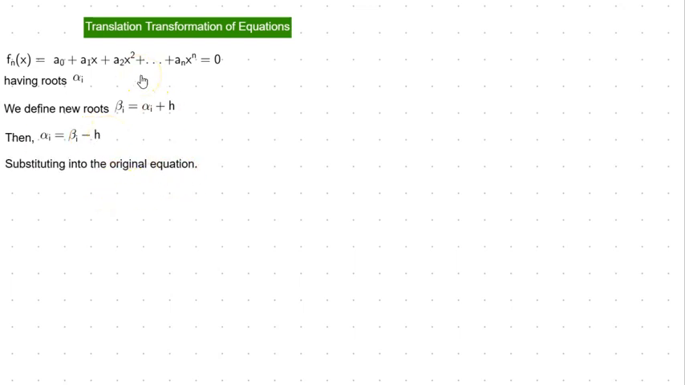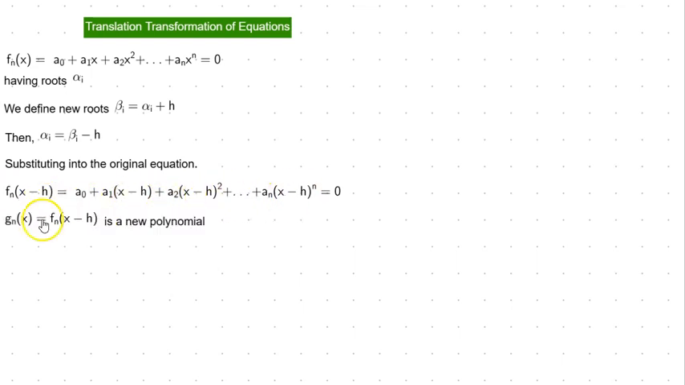Substituting into the original equation, the substitution step itself is pretty straightforward. Wherever you find x, replace it with x minus h. Now, g sub n of x, here basically we are renaming the translated equation. g sub n of x equal to f sub n of x minus h is a new polynomial. So the equation is g sub n of x equal to a sub 0 plus a sub 1 times x minus h plus a sub 2 times x minus h squared plus dot dot dot plus a sub n times x minus h to the power of n equal to 0.